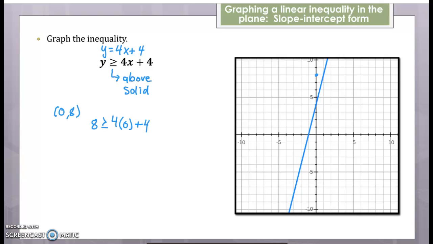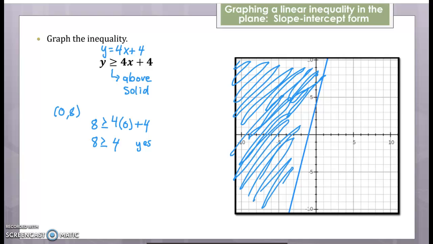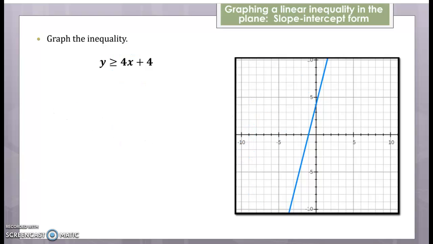Is this a true statement? Is 8 greater than or equal to 4? Yes. So that means that this point right here is in our region. So this portion right here is above the line, and this portion down here is below the line and is not our solution. So that's how we graph when it's in slope-intercept form. We will continue these graphing of inequalities in future videos.